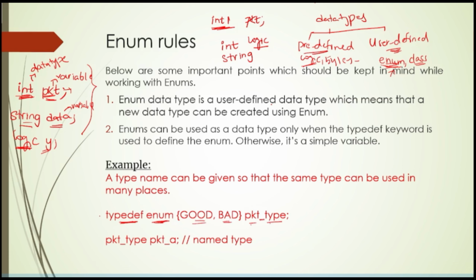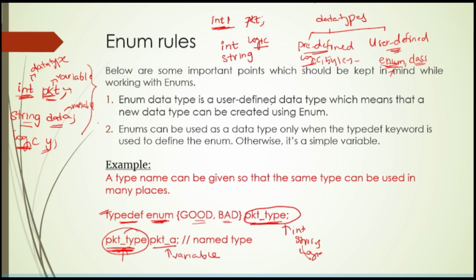Now, if you are using a typedef with an enum, that means you are creating a data type. Now, what is happening? This pkt_type is a data type here. This is just like int, string, logic. Just like the int, string, logic data types, this is also a data type. Now pkt_type is a data type and pkt is the variable.